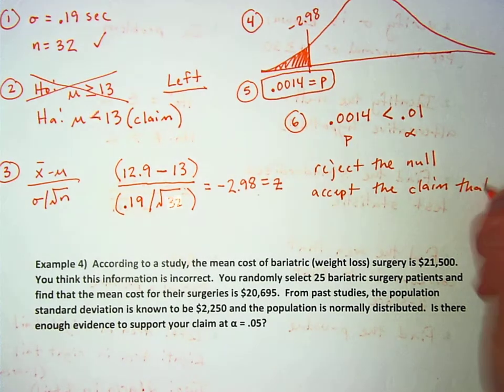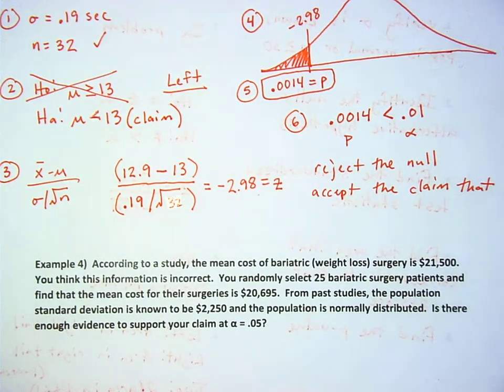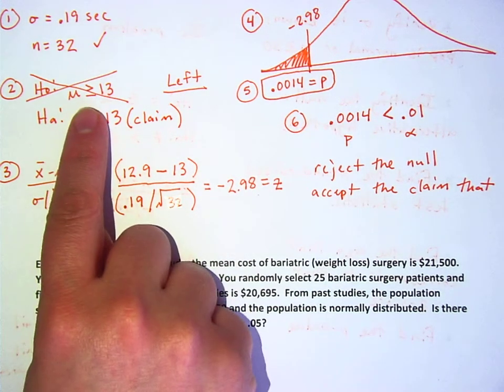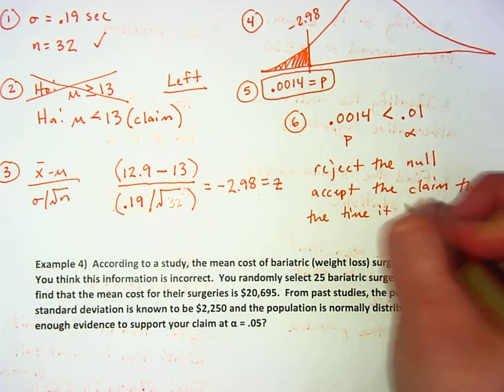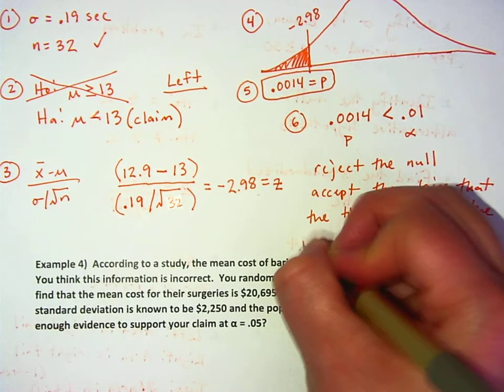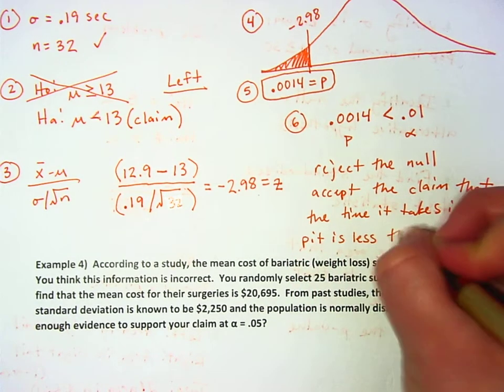So, how do you get the, oh, okay, so if H sub O is mu is greater than or equal to 13, and then it says in the problem that, or wait, how can the null and the claim be the same thing? They could say, in this problem, that it takes you at least 13 seconds to change the tires on this car. And at least means greater than or equal to. Oh, okay, so if the claim is greater than or equal to? Then we would have rejected the claim. And then, wait, but how is the null the same thing then? The null is just whichever one has an equals to sign. Oh. Okay, so I'm going to accept the claim that the time it takes in the pit is less than 13 seconds.